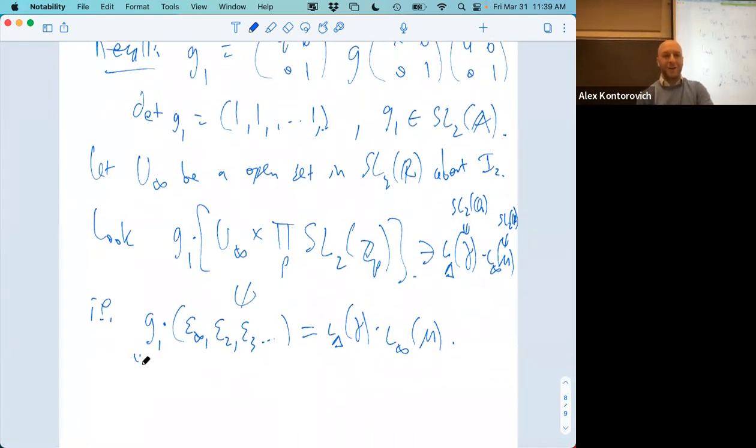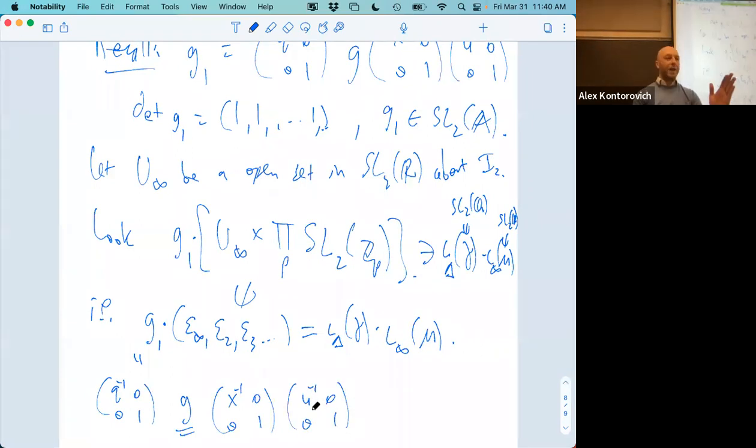So now I can say G1, which was Q inverse 0, 0, 1. Here's the G that we're actually interested in. Then there was an X inverse 0, 0, 1 and U inverse 0, 0, 1. U has a 1 at the infinite place and is all units everywhere otherwise, is equal to gamma. I didn't write the diagonal embedding here or the infinite embedding here. Hopefully it's clear. Here I'm being a little bit more careful.